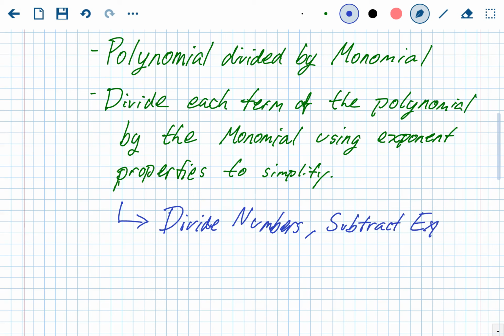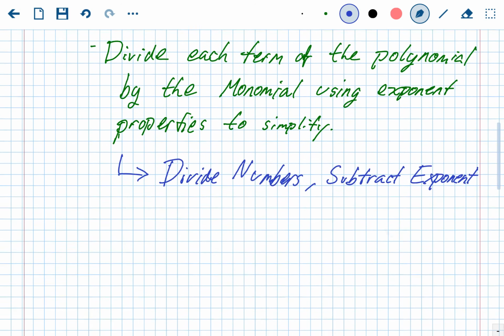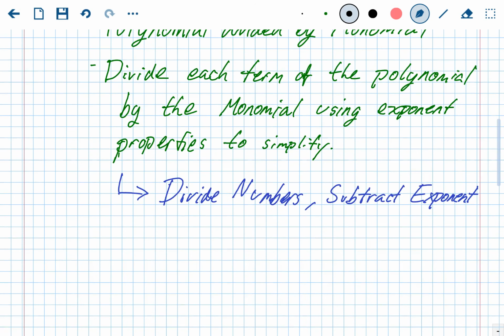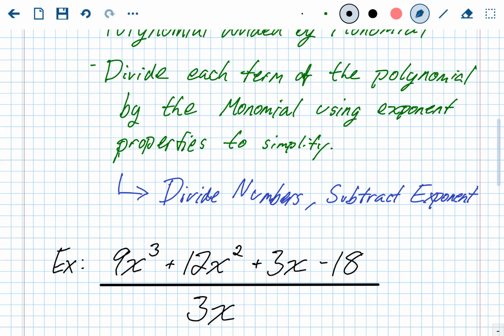And again, it's basically the exact opposite of what we were doing when we were multiplying by a monomial. We would multiply the numbers, add the exponents. So this is the exact opposite of that. All right, so let's look at an example, and then we'll get into the second type of division, and that's it as far as dividing polynomials goes for us. Okay, so I got this problem here. 9x to the third plus 12x squared plus 3x minus 18 divided by 3x.